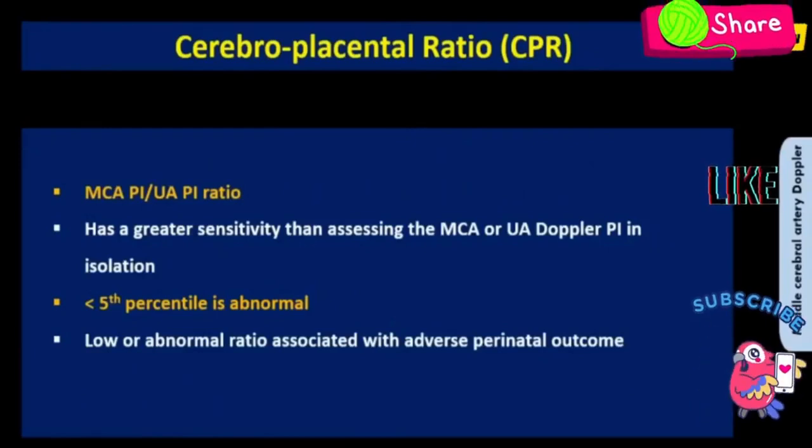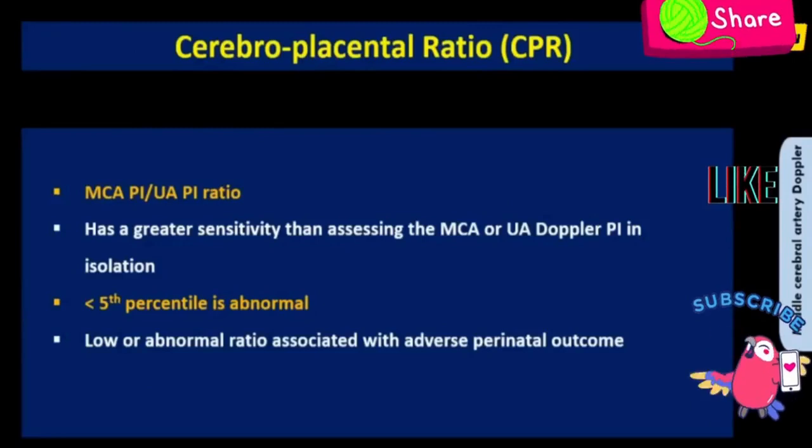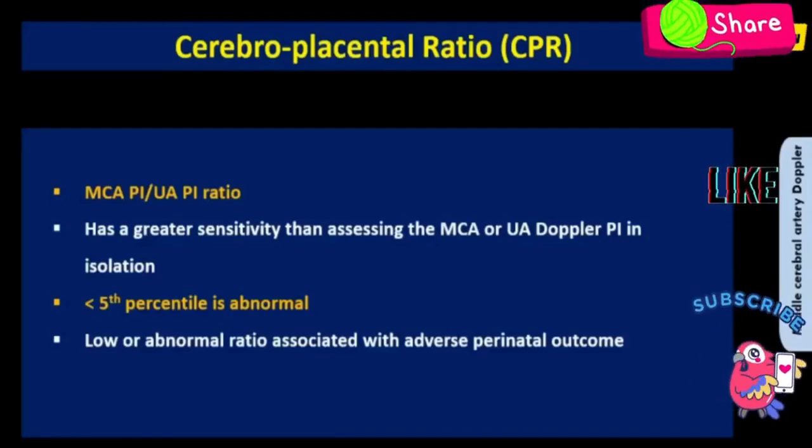Another measurement that is sometimes used in the assessment of fetal growth restriction is the cerebroplacental ratio. The cerebroplacental ratio is a ratio of the middle cerebral artery flow to the umbilical artery flow by using the pulsatility index values. In calculation of the cerebroplacental ratio, the pulsatility index is preferred over the SD ratio. The cerebroplacental ratio has a greater sensitivity than assessing the MCA or umbilical artery Doppler pulsatility indices in isolation. A low or abnormal result is associated with adverse perinatal outcome.